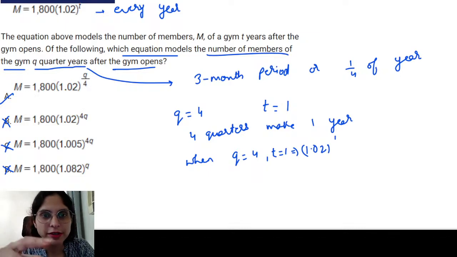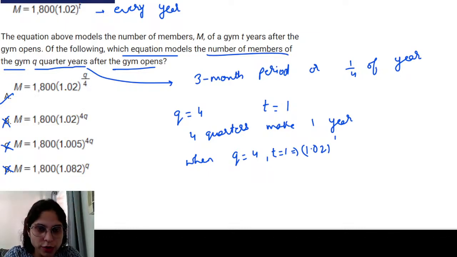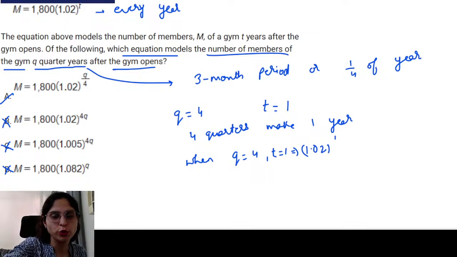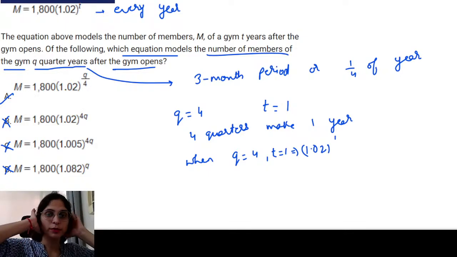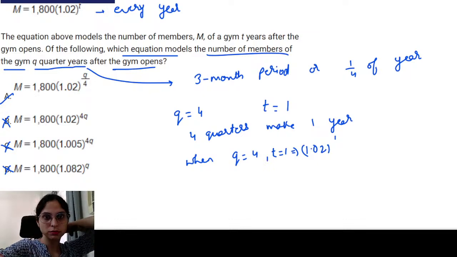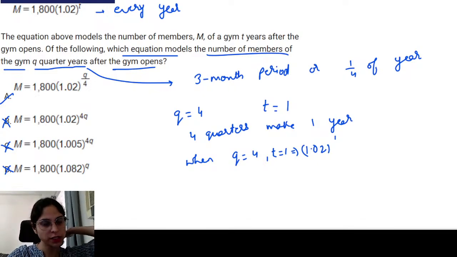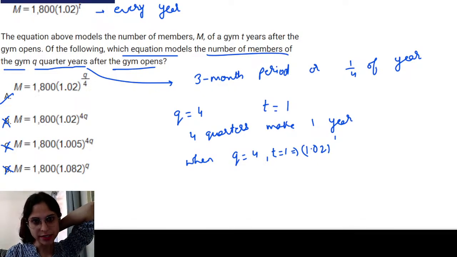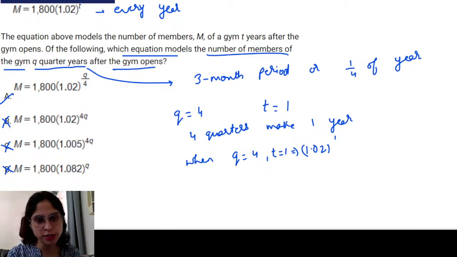Got it? And every year it should be 1.02. So every year means how many quarters are there in 1 year? There are 4 quarters. So in those 4 you should get 1.02. So you're getting 1.02, 4 over 4 is 1. In the second option you will be getting 4 times 4, that's 16, 1.02 to the power 16. So two equations are not matching after 1 year. Alright, C and D are obviously not going to match after 1 year. That is where the option is A.